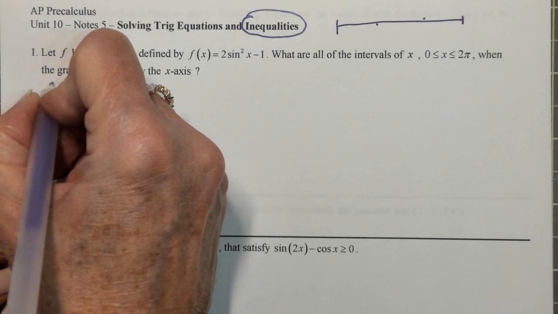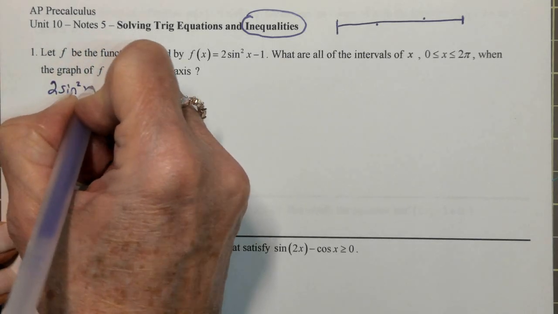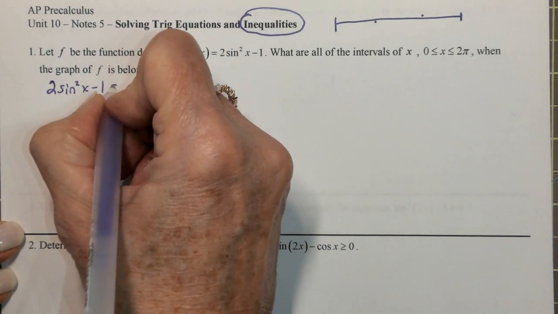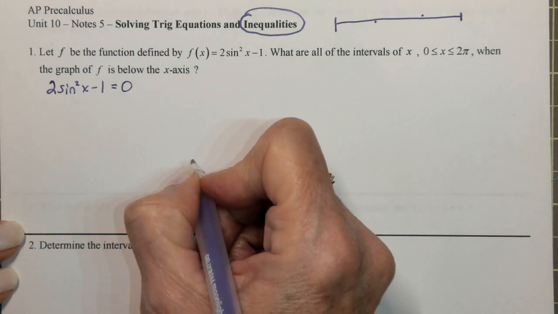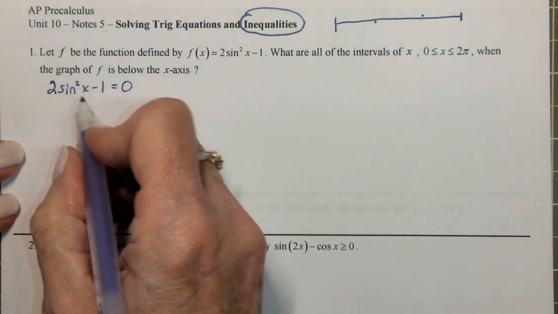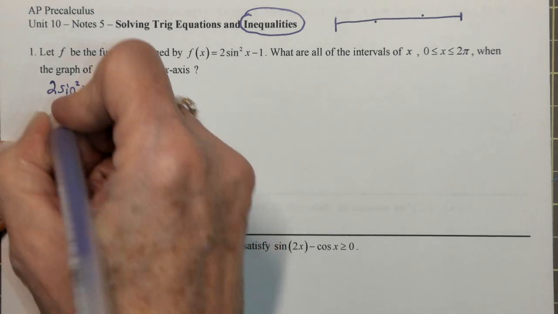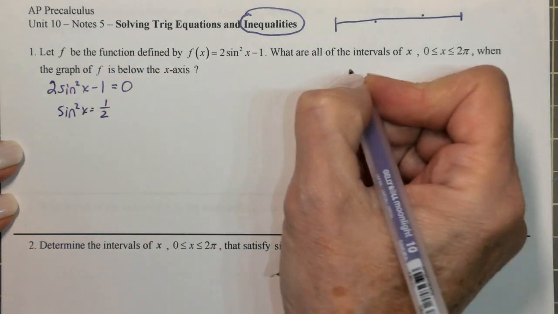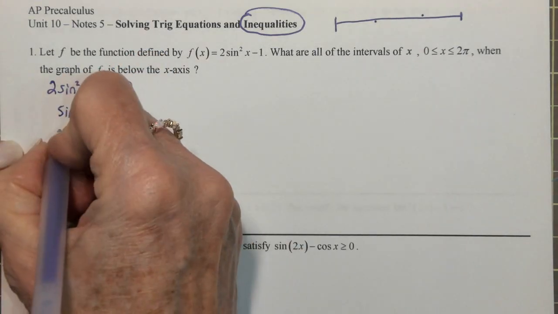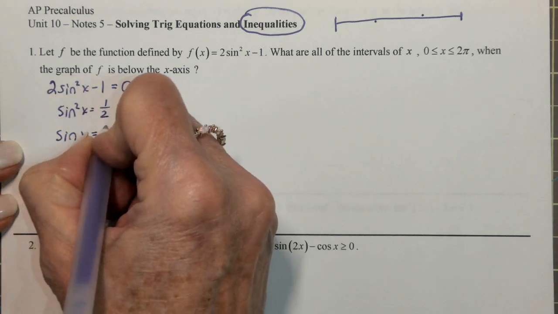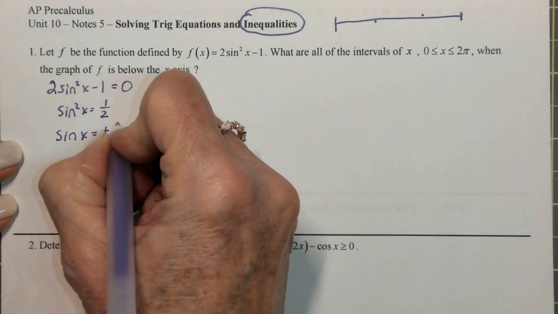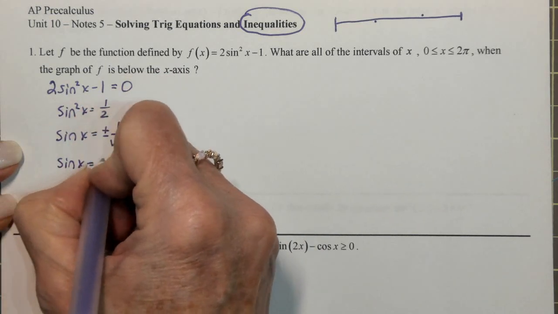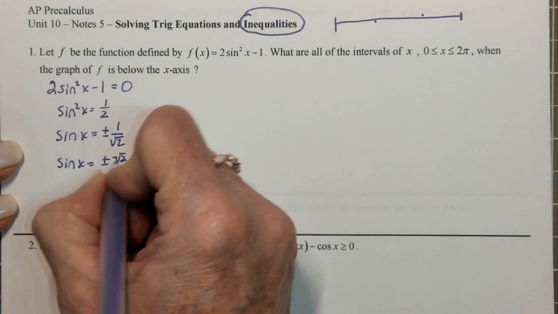So I'm going to take f, 2 sine squared x minus 1. We want it to be below the x-axis, but first I'm going to find out where it is on the x-axis, and then we will use those values. I'm going to add 1 to the other side and then divide by 2, and we get sine squared x is positive 1/2. Now I'm going to square root both sides, and we get plus and minus the square root of 1 divided by the square root of 2. When we rationalize that, we get plus and minus square root of 2 over 2.